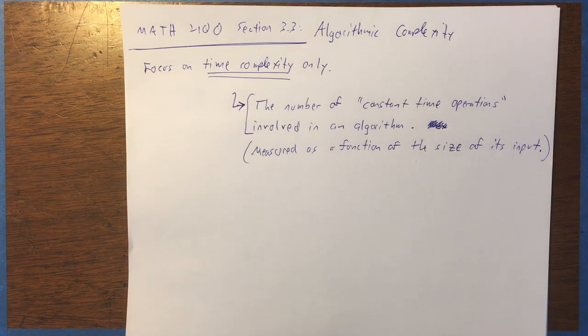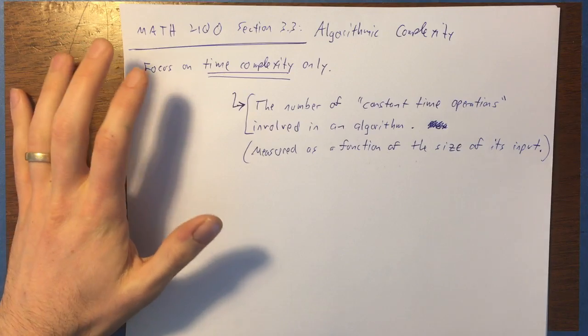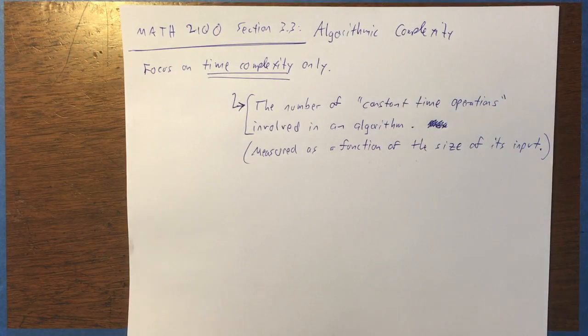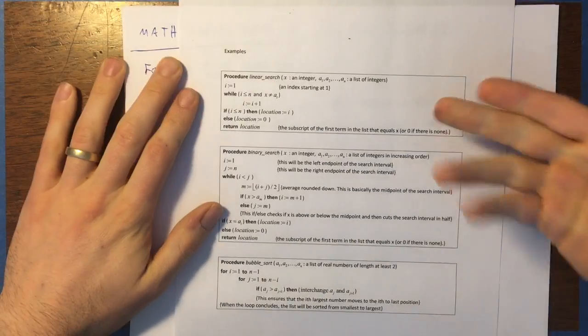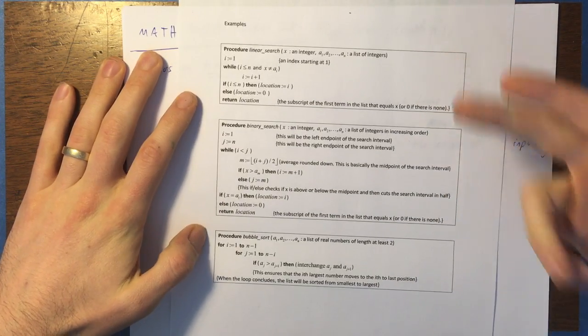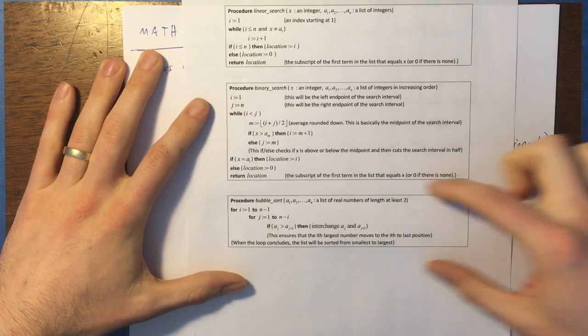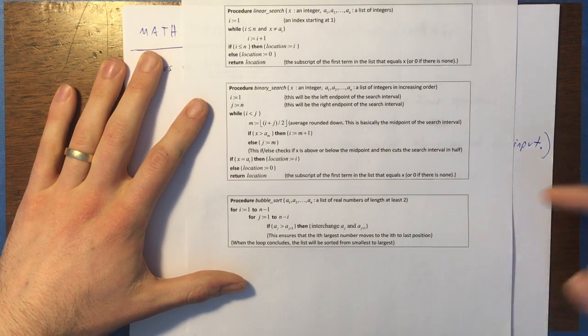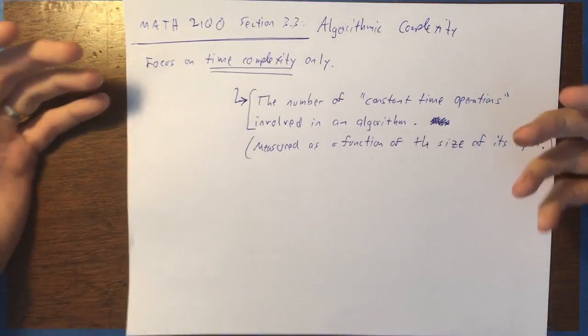All right, so moving on to section 3.3, we're going to now start discussing algorithmic complexity. Algorithmic complexity is looking at algorithms. I'm going to take the algorithms that we went over in section 3.1, the linear and binary search algorithms, and then I'm also going to discuss the bubble sort, which I didn't have time to get to in class, but that I asked everybody to look at on their own. So we're going to go over those algorithms and we're going to analyze their complexity.